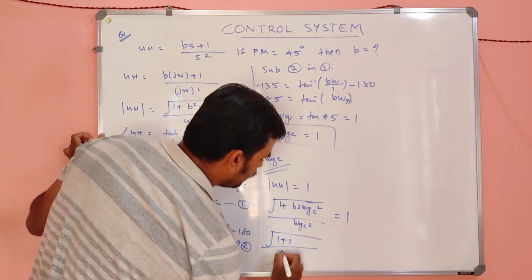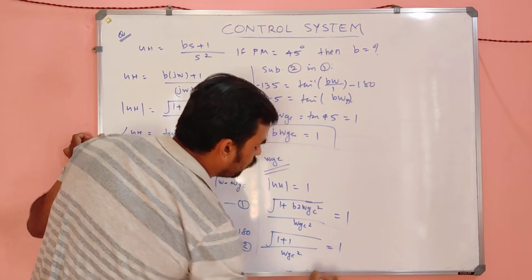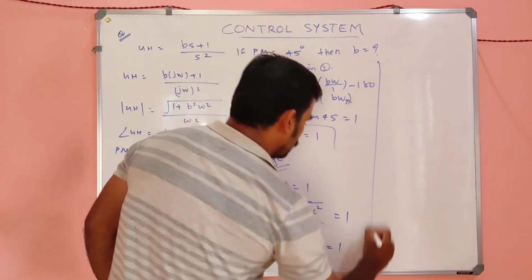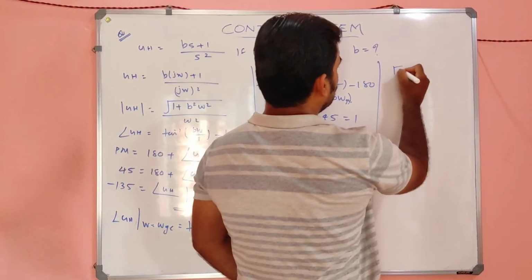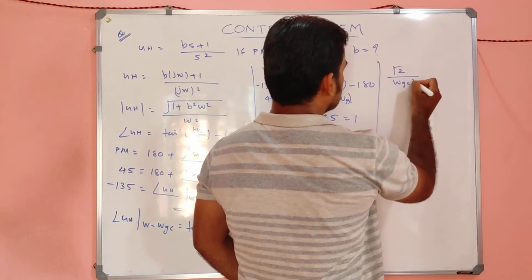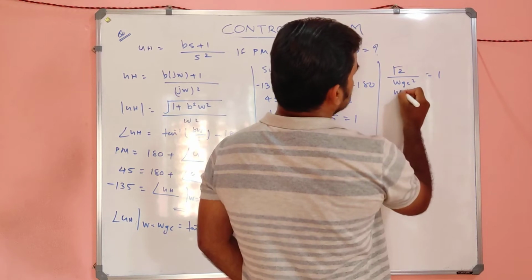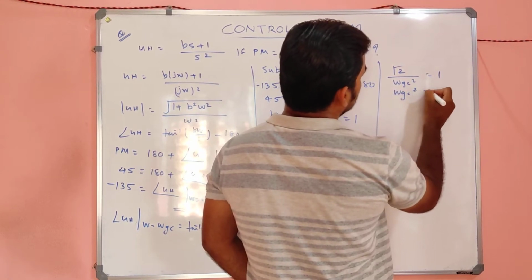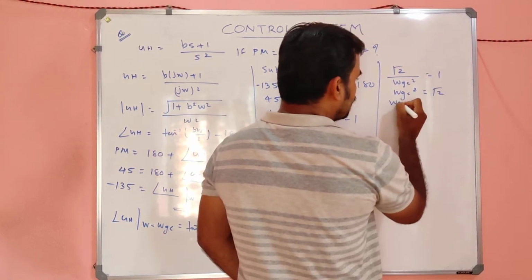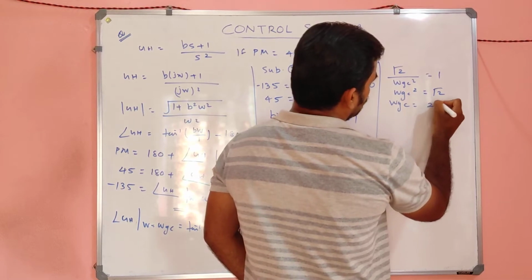Simply 1 divided by omega GC square equal to 1. Am I right? So root 2 divided by omega GC square will be equal to what, my dear? 1. Or I can say that omega GC square equal to root 2. Or I can say that omega GC is equal to 2 raised to 1 by 4.